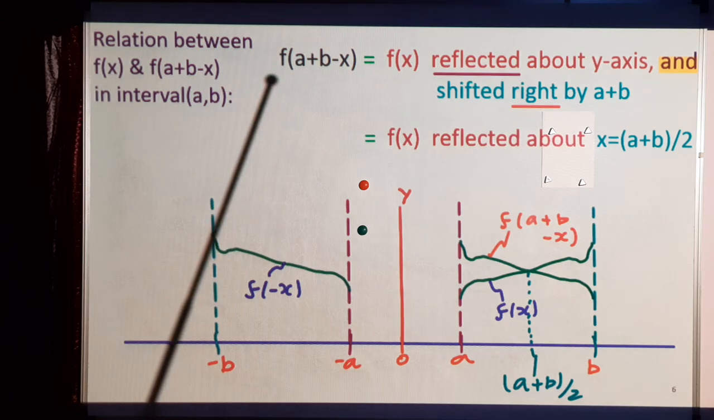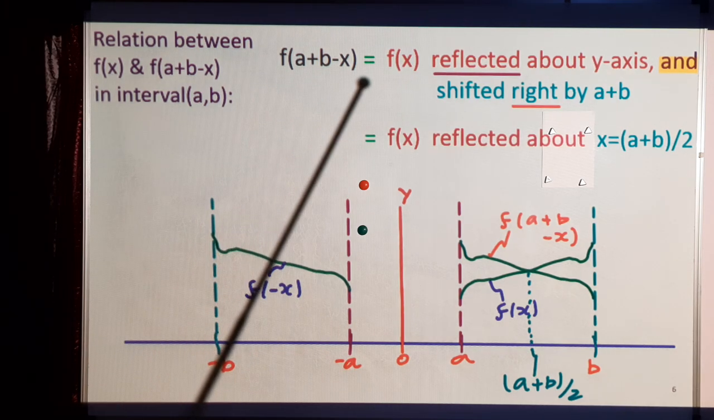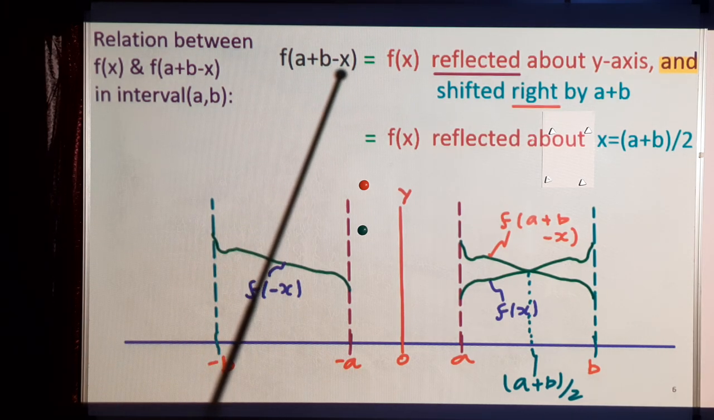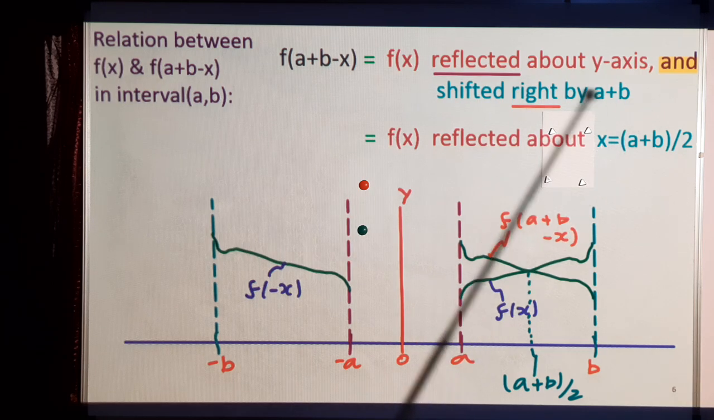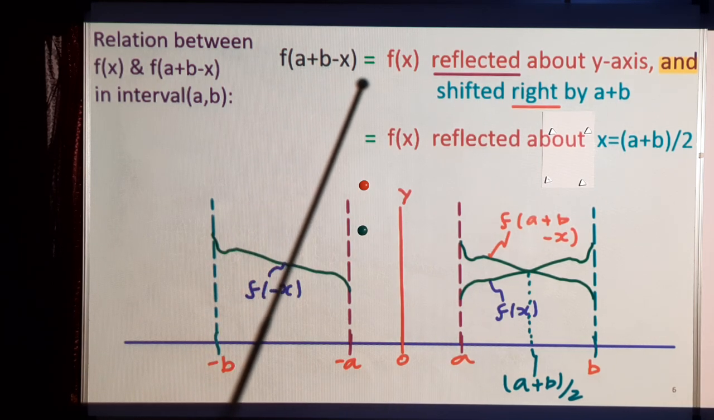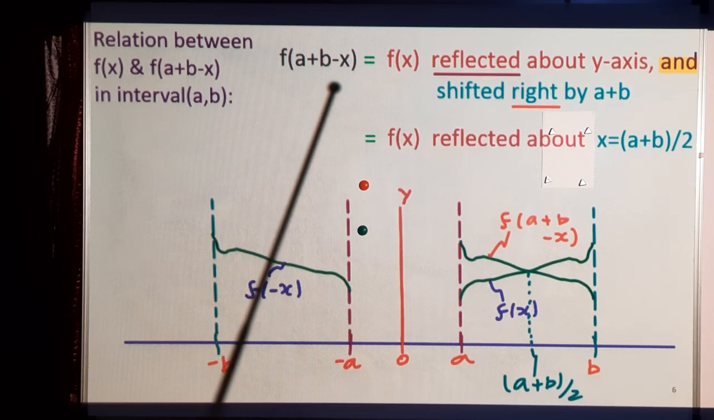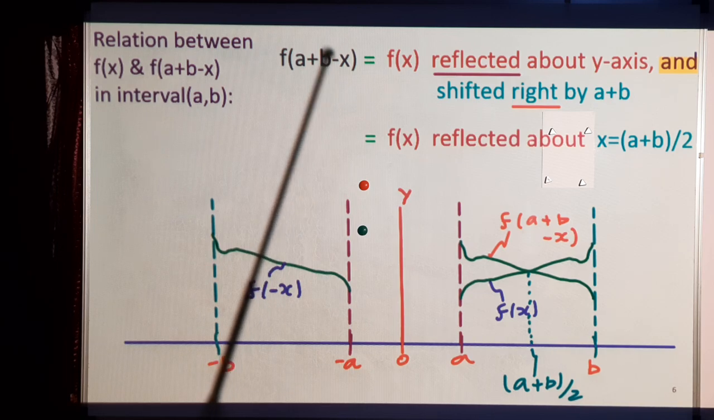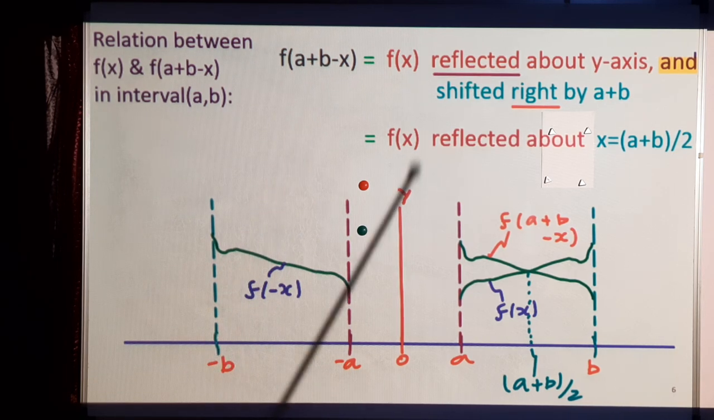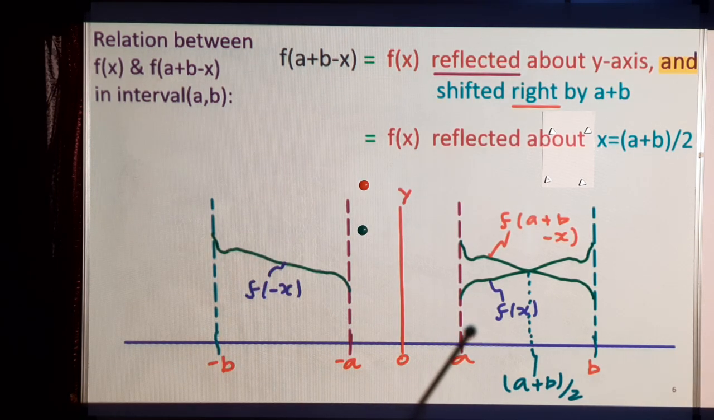So for this function f of a plus b minus x, first you have to reflect the function f of x about the y-axis and shift right by an amount a plus b. Both a and b are positive and b is greater than a, so a plus b is positive. This is just an example function. This is the x-axis, x equal to 0 is the y-axis. A is here, b is here. So let the function look like this.